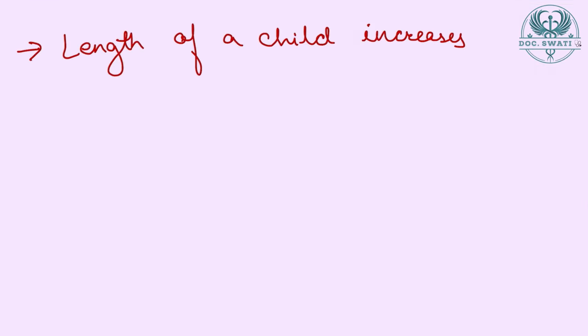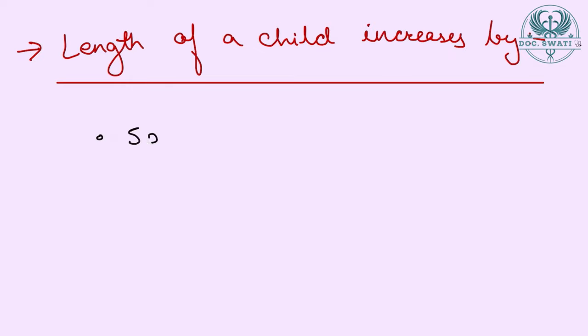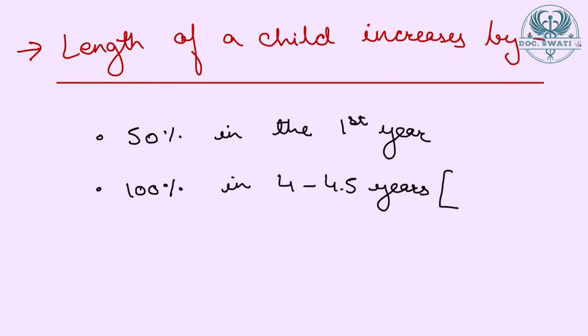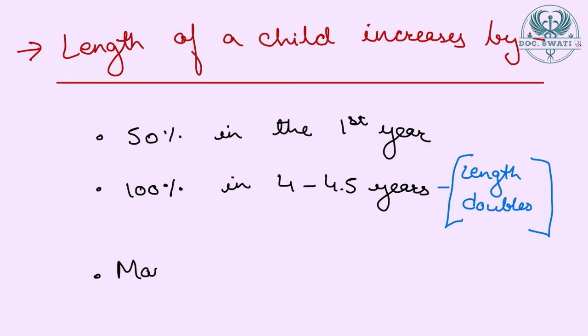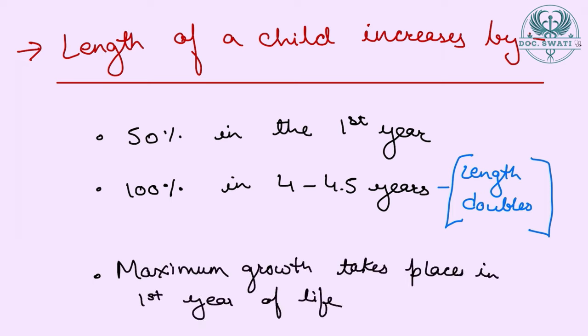Now let's talk about at what rates the length of a child increases. It increases by 50% in the first year, and by 100% in 4 to 4.5 years, which means the length is doubled. The maximum growth takes place in the first year of life, which is followed by puberty.